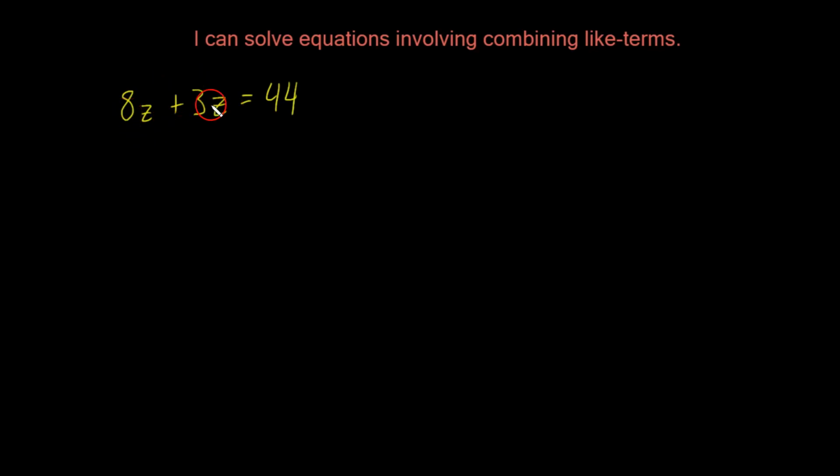So on this left side of the equation we have two terms with variables in them, and they have the same variable. So they are like terms. So what we need to do is combine these two like terms. So 8z plus 3z, the z doesn't change. We just need to add the coefficients together. So we get 11z equals 44.